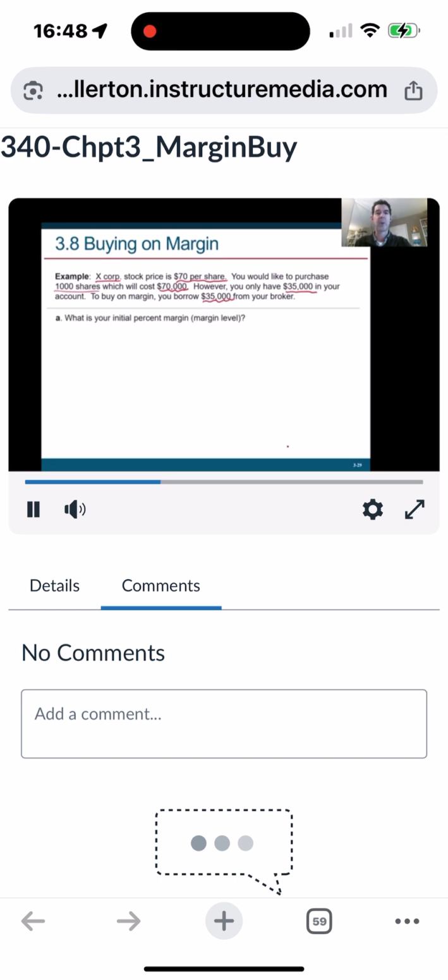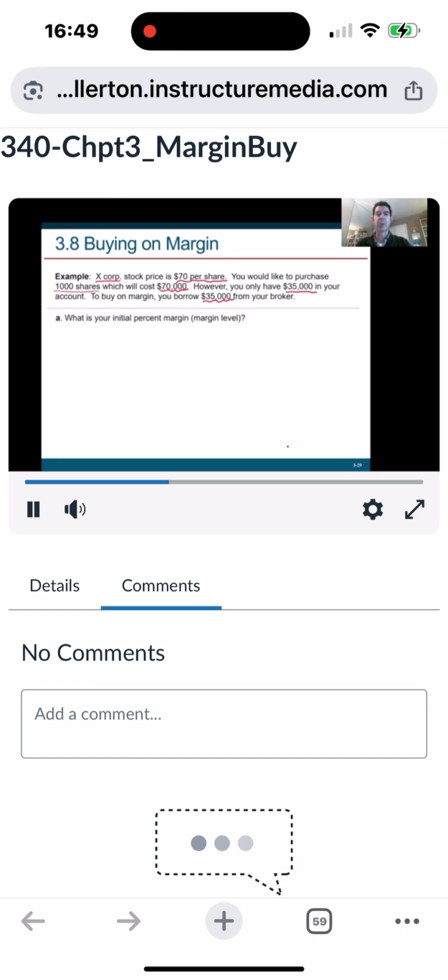All right, we're going to walk through some questions related to this. First one: what is your initial percent margin, or your initial margin level? Maybe this one you can do in your head. Your margin level is how much money you put up in this trade. Well, you put up half of the money, so it's going to be 50%. However, I'm going to do it in a very structured way, and that's going to help us when we go to further parts of this problem.